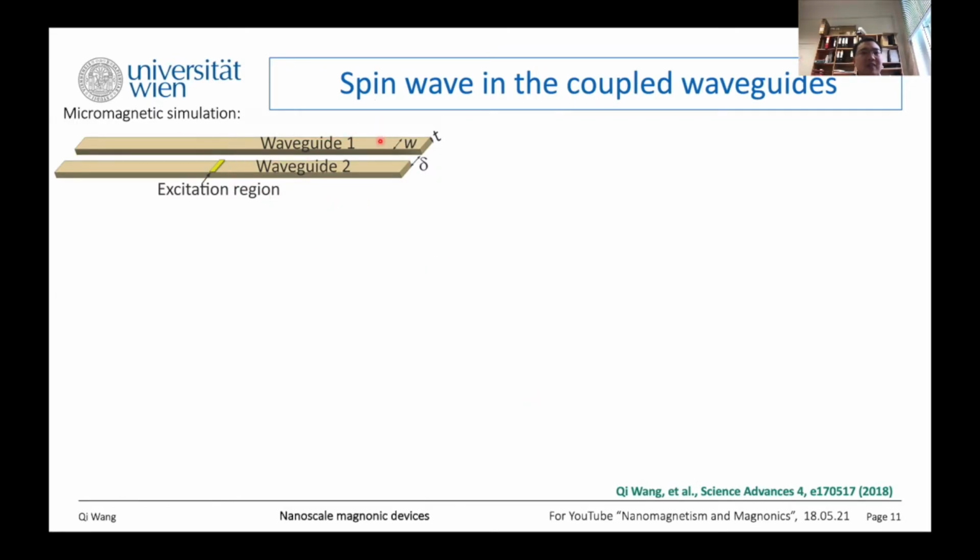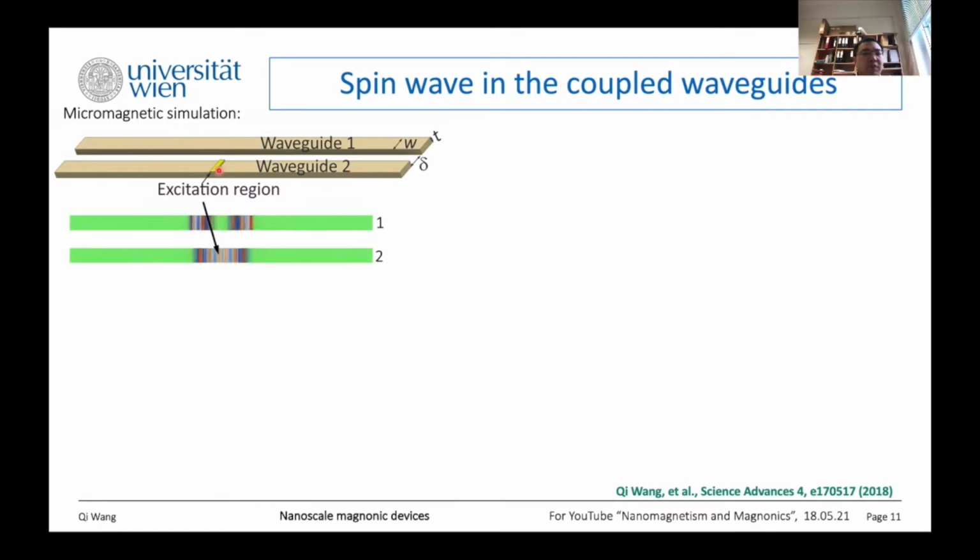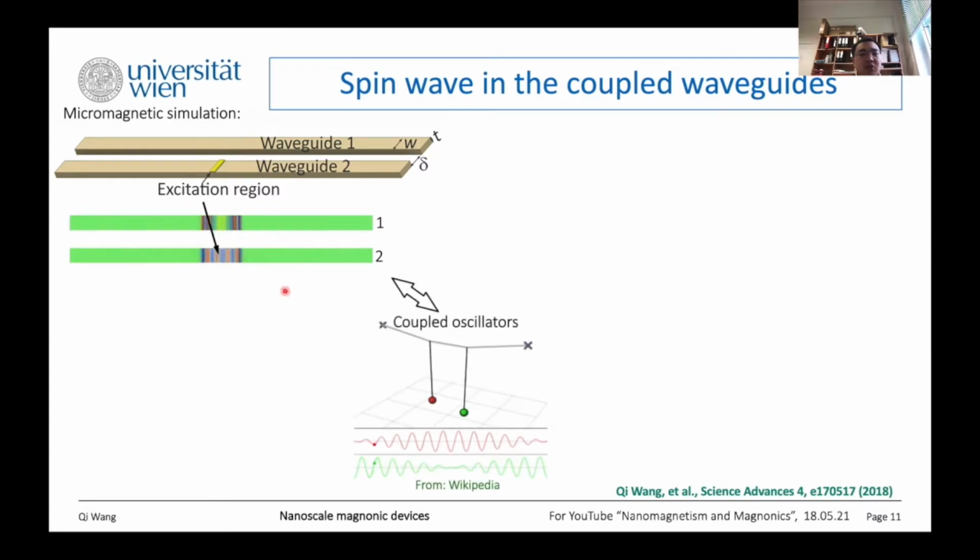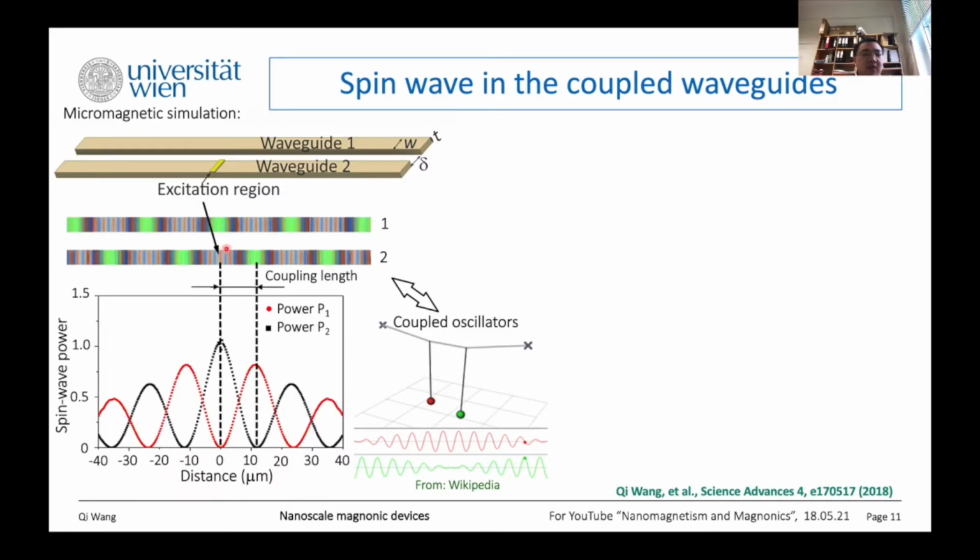We introduce another waveguide close to waveguide 2, and we inject the spin wave only in waveguide 2. And we found the spin wave will propagate, jump to waveguide 1, and back, forth and back, which is very similar to the coupled oscillator, the energy jumping between two balls. And we also can extract the coupling length. That means the length over which the energy completely jumps from one waveguide to another waveguide.